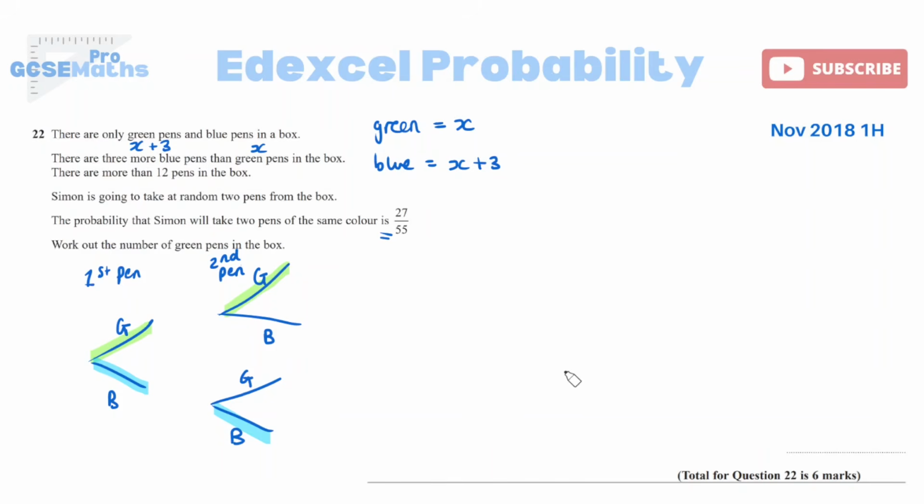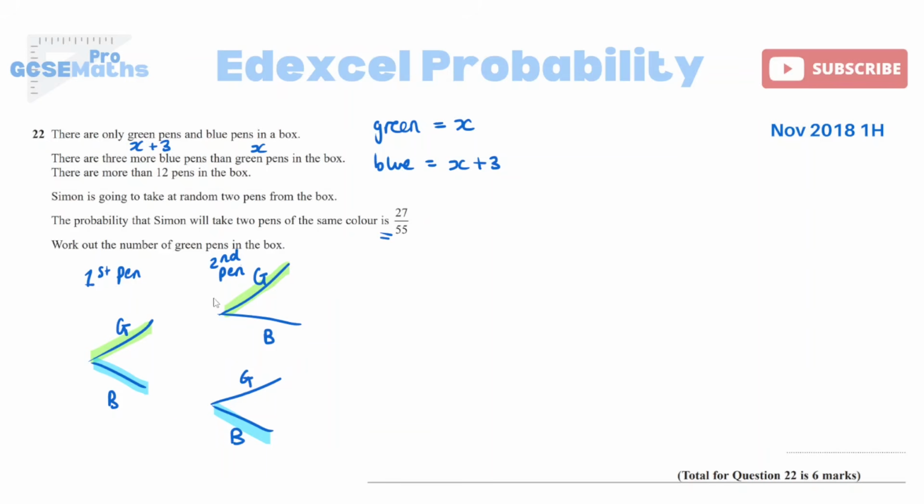So if you remember how probability trees work, we always multiply between the branches, because it's like green and green, blue and blue. The and rule is multiply. And then if you've got multiple options here, these are either or options. So the or rule is plus. And then that would equal 27 over 55.